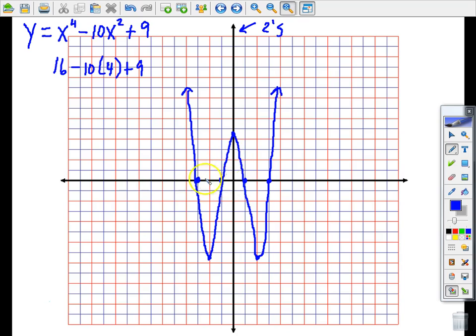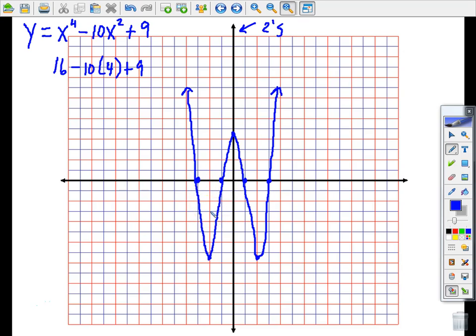Now, in between, we're going to have to do some calculating. We're going to pick the number in between. For example, how did I get an output of negative 15? And why did I plug in negative 2? It's right in between negative 1 and negative 3.